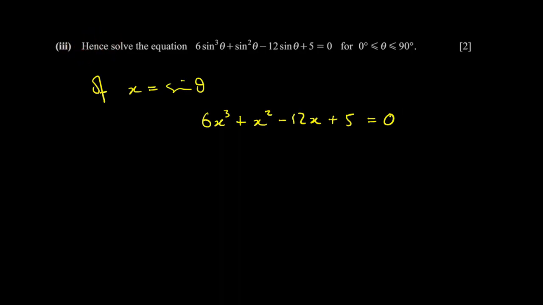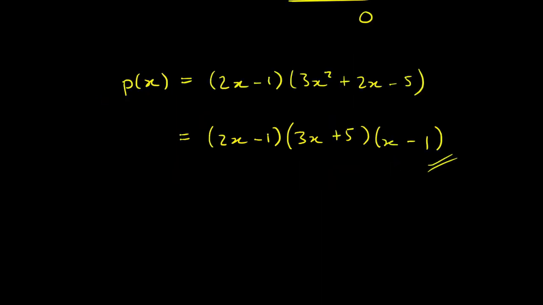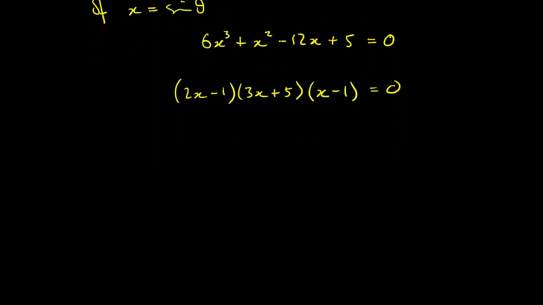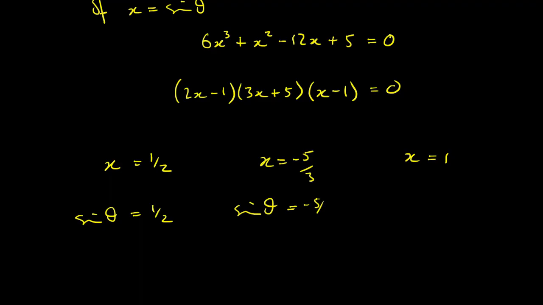And we've just found out that we can write this polynomial as 2x minus 1 times by 3x plus 5 times by x minus 1, I think. Yep. And so therefore, this has got solutions of 2x minus 1 is equal to 0, which means that x is equal to a half, or x is equal to negative 5 over 3, or x is equal to 1. And so therefore, sine theta is equal to a half, or sine theta is equal to negative 5 over 3, or sine theta is equal to 1.